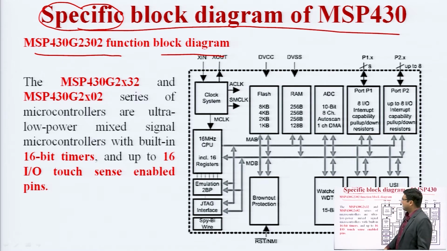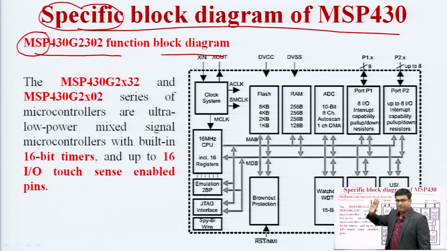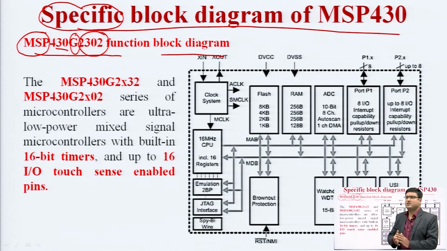Before going into much detail, we will see the meaning of MSP and revise some things. MSP stands for mixed signal processor. F2 is the series, G is its memory type, and this is a member of the G series family. Mixed signal processor means that it can work on both analog and digital signals. It is compatible with both, whether analog or digital.